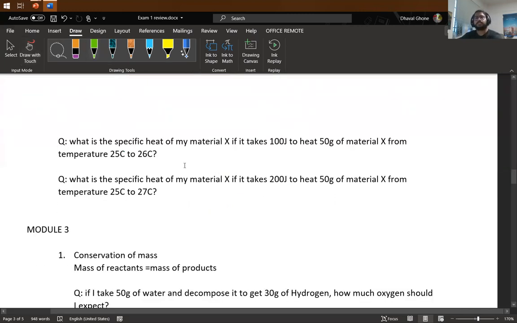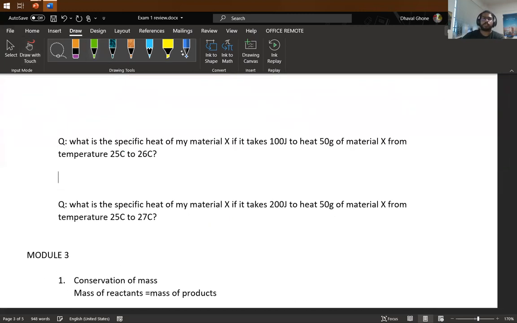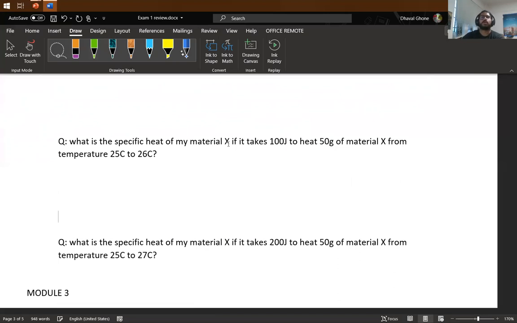Another question here is, this is a hypothetical question. I made it up for the sake of the review, but the question is, find the specific heat, the CS, of any material X that takes 100 joules, that's my Q, to heat up 500 grams of material X from this delta T. Okay, so go ahead and pause this video and then come back to it when you solve the question on your own to see how I solve it.